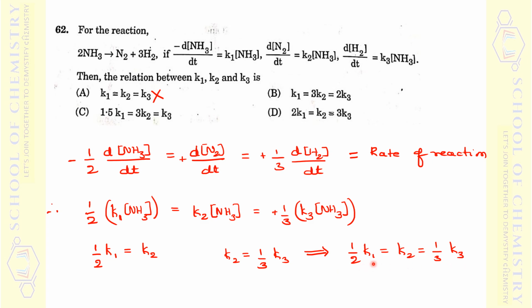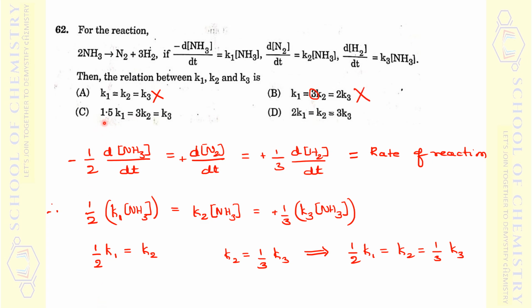When you multiply it by 2, everything is to be multiplied by 2. If you do that, it will become K1, since 2 and 1 by 2 will cancel, and K2 will become 2 K2. So K1 is equal to 2 times K2. But here what they have given is K1 is equal to 3 times K2. If that has to happen, it will actually be 2 times K2.